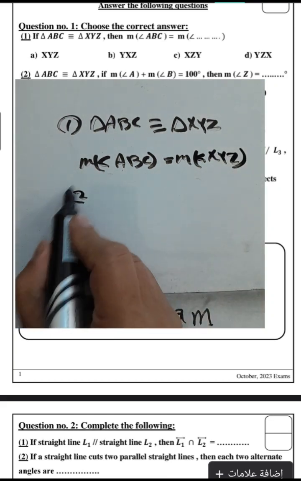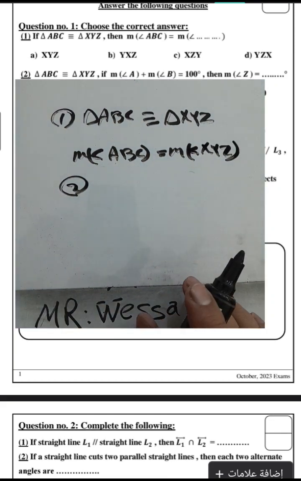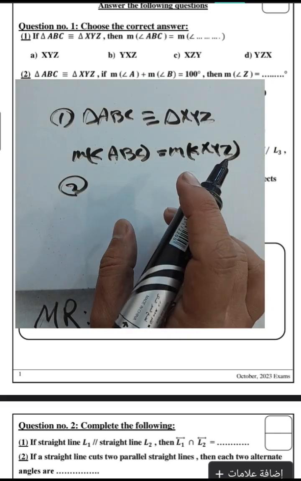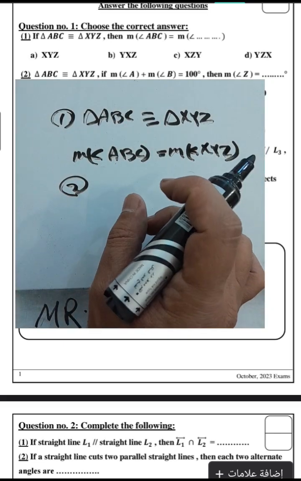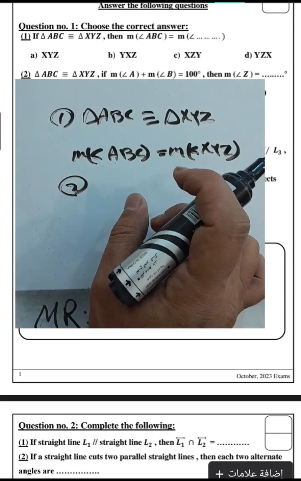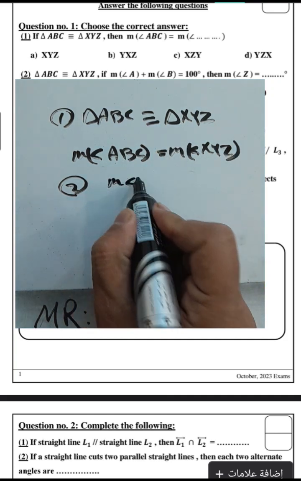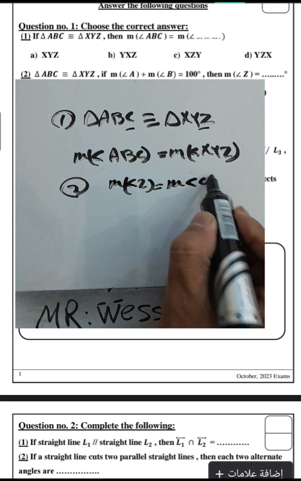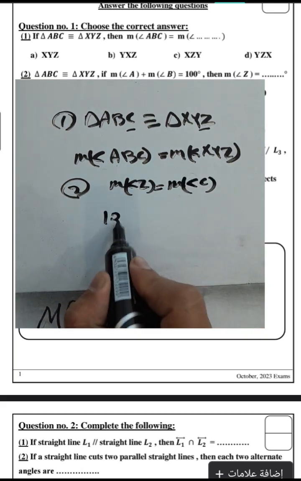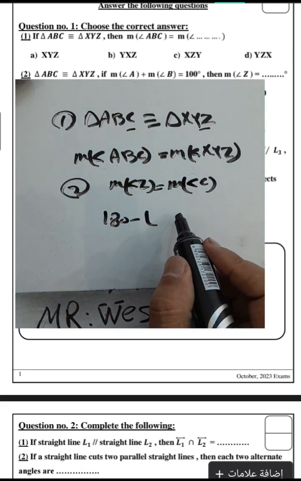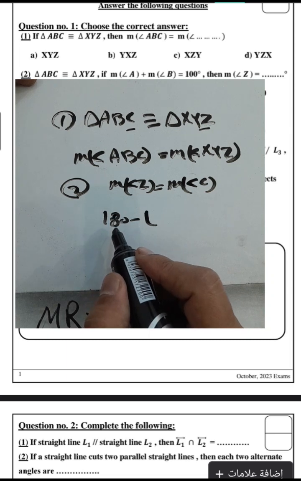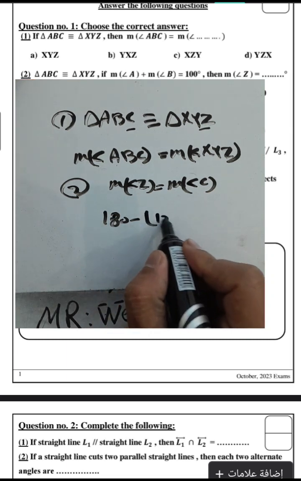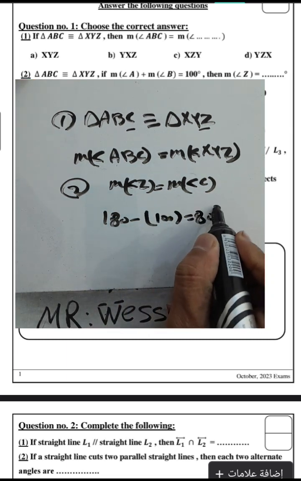Question number 2. Triangle ABC is congruent to triangle XYZ. If the measure of angle A plus the measure of angle B equals 100, then the measure of angle Z will be equal to the measure of angle C. The sum of the interior angles in a triangle equals 180. Subtract the sum of the two angles from 180. The measure of angle A plus the measure of angle B is 100, so the difference will be 80 degrees.